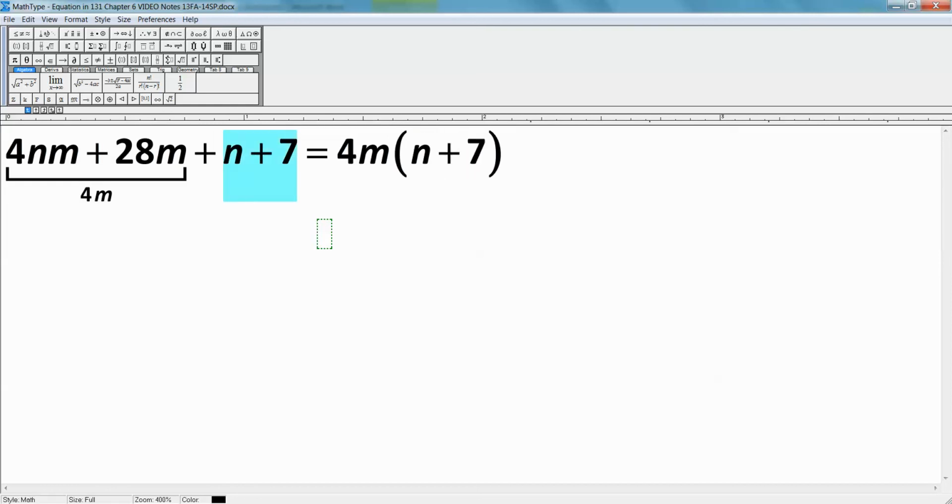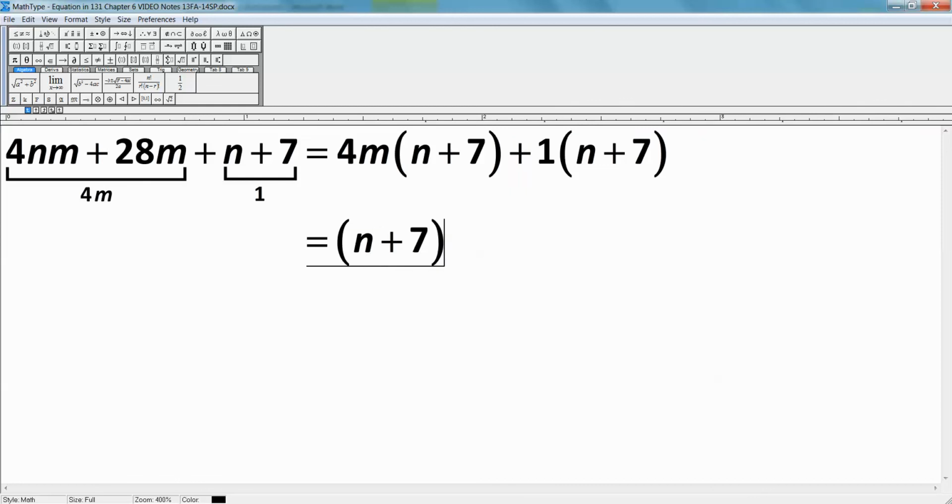Intriguing. Look at the back two. It looks like they don't have anything that you could take out, right? And what's more, they're kind of already what we want, right? But there's always something you can take out, and that's 1, right? The number 1, because 1 times n is n, 1 times 7 is 7. So this is plus 1 times n plus 7. Well, that'll be perfect because then I'll be able to take n plus 7 out of both sets.